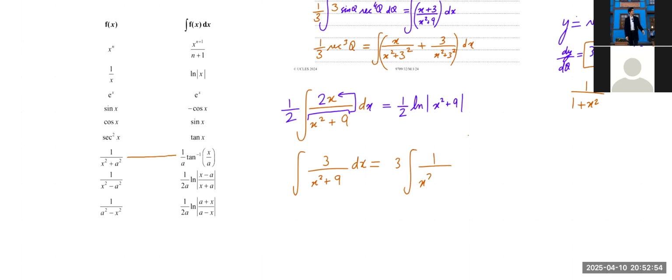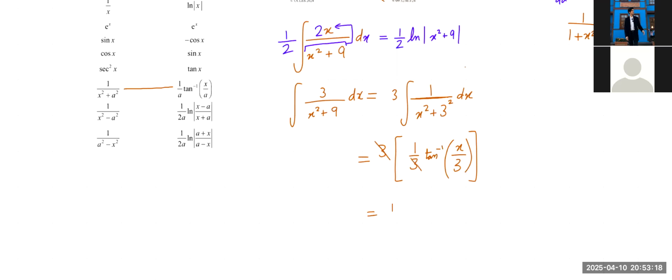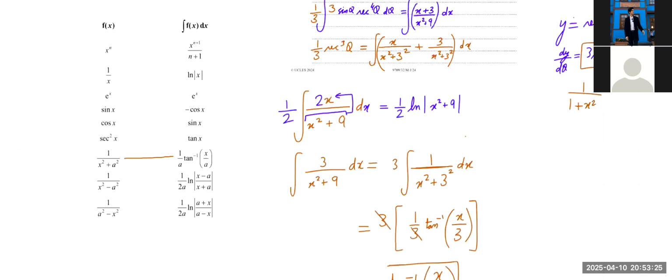And we have a 9 at the bottom. We're supposed to look at what a squared is, so we can say 3 squared. Now it looks exactly like this. So let's convert it to its integrated form. It's going to be 1 over 3. By the way, there's a 3 still outside. Don't forget that. It's going to be 1 over 3 arctan of x over 3. Now we can simplify this by canceling this out here, which leaves us with tangent inverse of x over 3. And that is your integral for the second part.